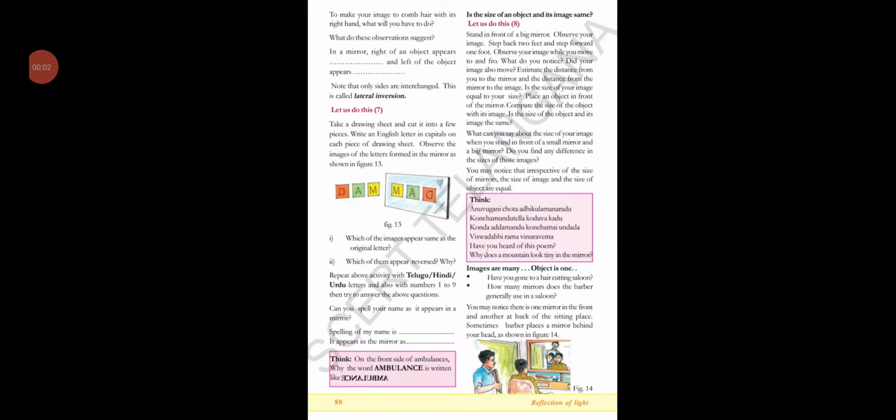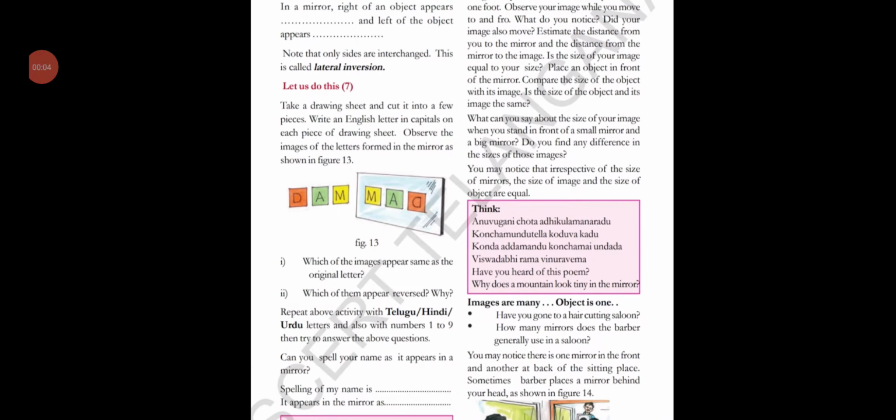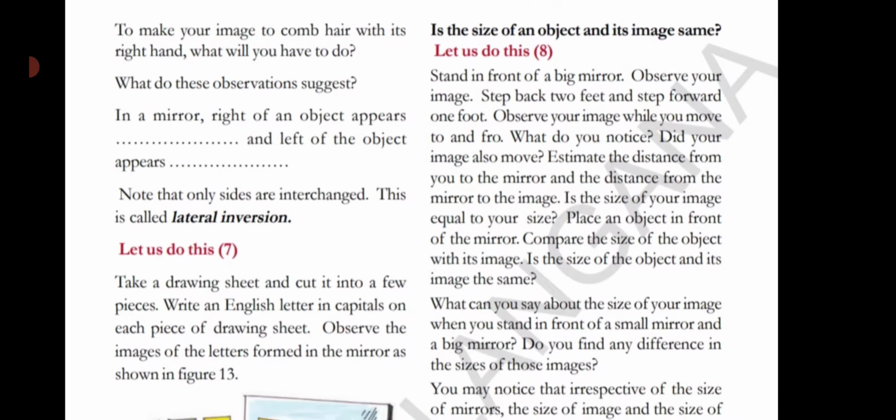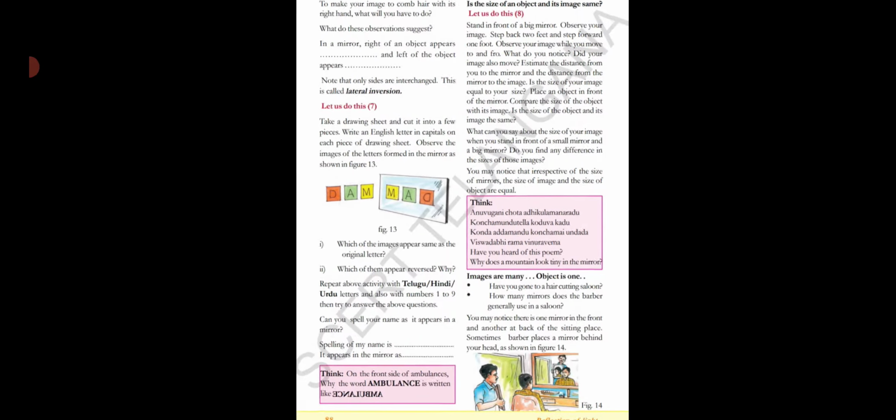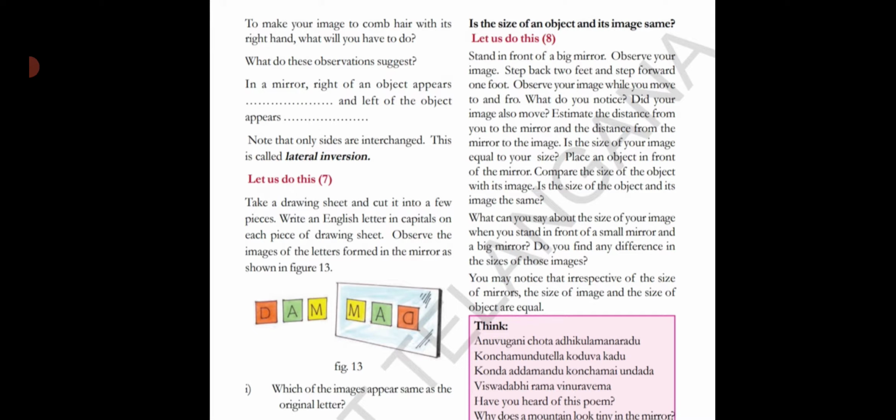Hello children, today let's continue our topic on reflection of light with activity 8. Is the size of an object and its image the same? Let's see. Stand in front of a big mirror, observe your image. Step back 2 feet and step forward 1 foot. Observe your image while you move to and fro. What do you notice? Did your image also move?